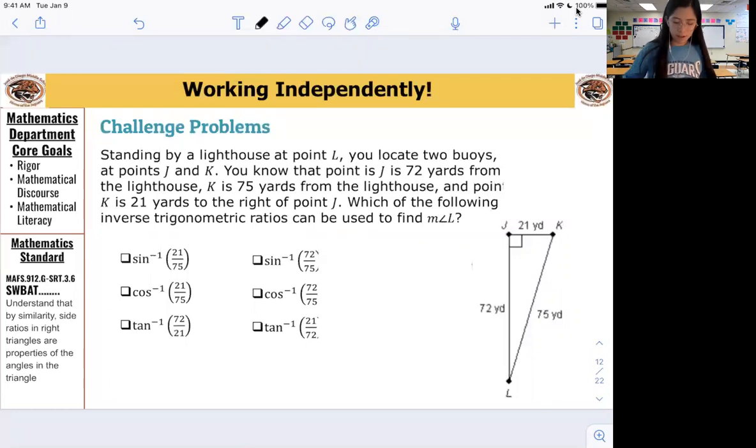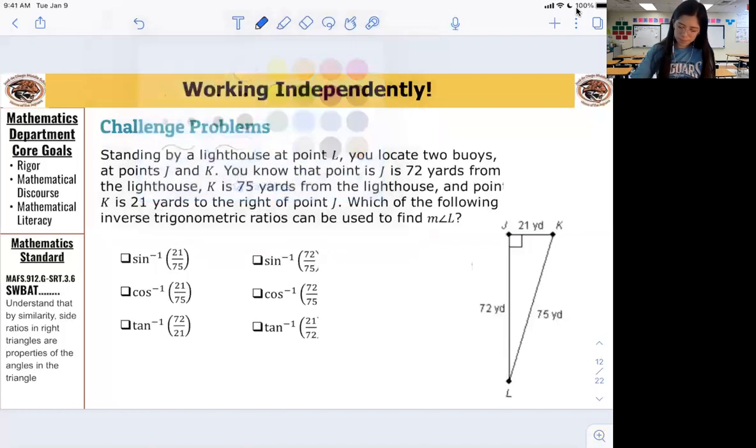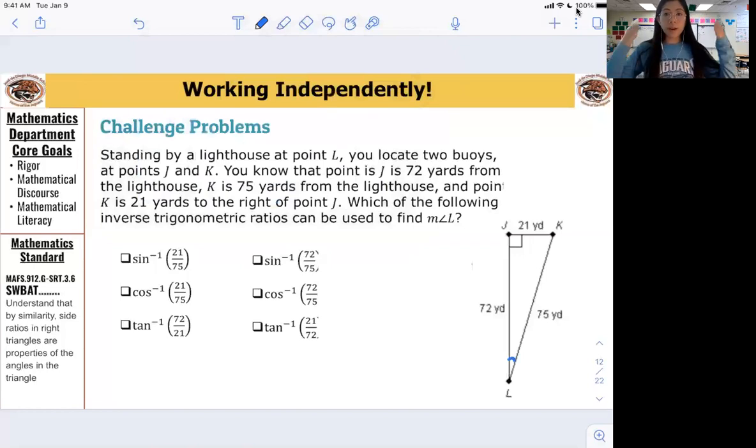Awesome. Thank you. Okay, so angle L is our unknown angle. So we're going to talk about inverse trig functions. Inverse functions are just the opposite of each of those functions. So inverse sine is the opposite of sine, inverse cosine is the opposite of cosine, and inverse tangent is the opposite of tangent.